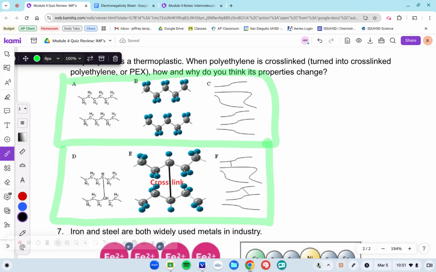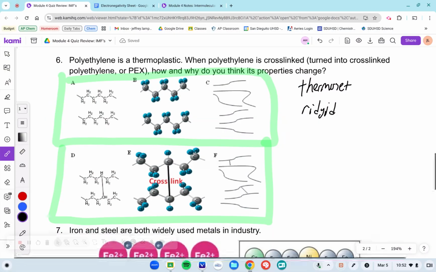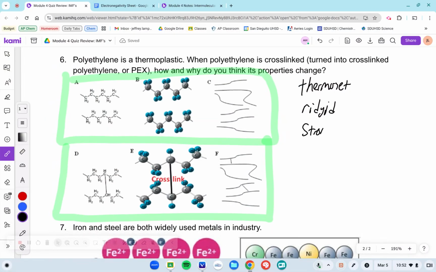As a linear polymer, it's just held together by intermolecular forces between chains. So once we make it a cross-linked polymer, we now have covalent bonds. So it's harder to break those, so it's not going to be able to melt anymore. So the main properties that we're going to change: it's now going to be a thermoset, it's going to be more rigid, and it's going to be stronger overall.